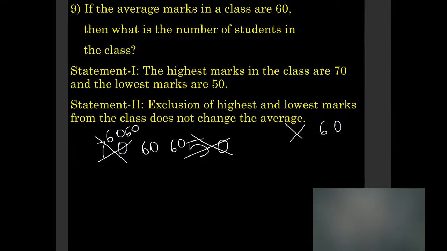From 1 alone we cannot get the answer. From 2 alone also we cannot get the answer. After combining 1 and 2, again the same problem arises, because in between you can take any number of 60s, so the average becomes the same. So the answer for this one is neither 1 nor 2.